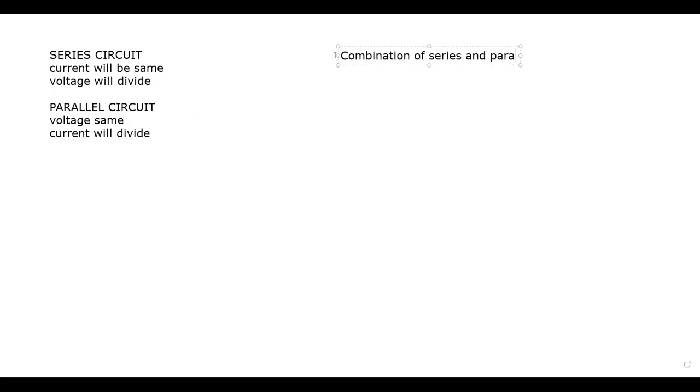If it's a combination of series and parallel, it means in some parts the voltage will be the same if they are parallel, and in some parts the current will be the same if they are in series. For example, if I draw a circuit in which two resistors are in parallel and two resistors are in series, and they are all connected to each other.